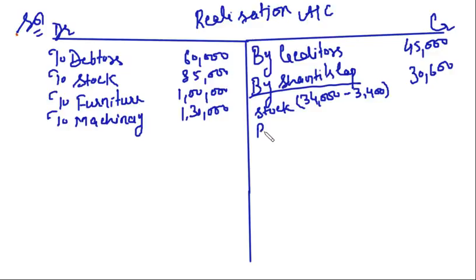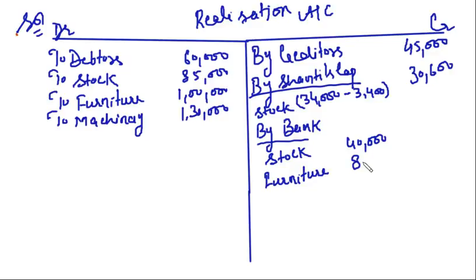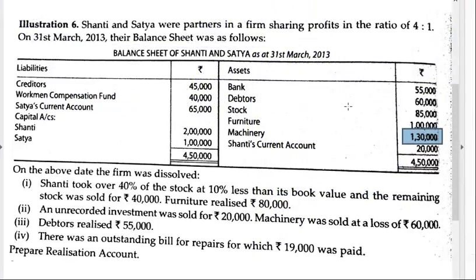Entry will be realization to bank. So I will say by bank, stock comes to 40,000. Then you have furniture. Furniture is 80,000. Then you have unrecorded investments of 20,000. Then you have machinery that was sold at a loss of 60,000 and if you see the book value of machinery is 1,30,000. So that means the machinery is sold at 70,000.